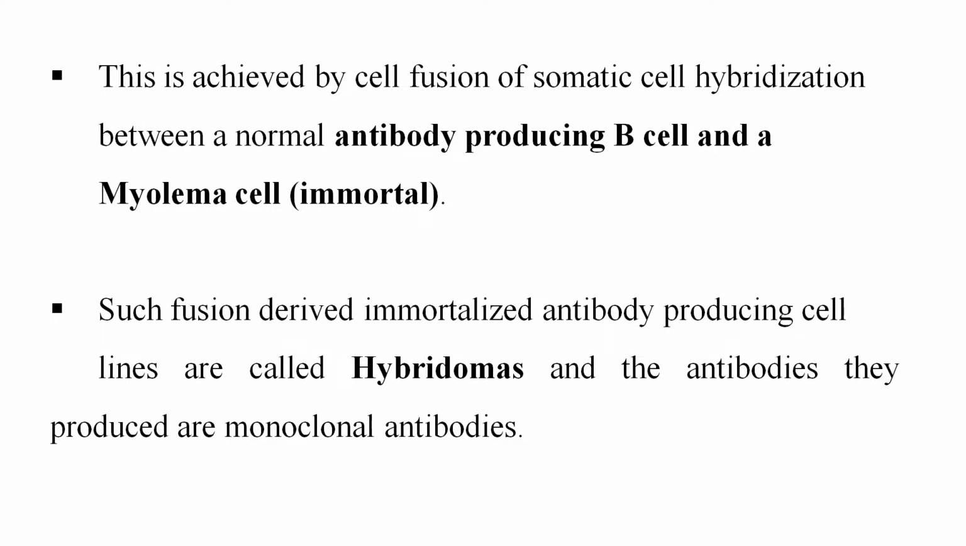This is what we have just explained. The target is that we need an immortal B cell that can synthesize the antibody of our choice. How do we get this done? This is achieved by somatic cell hybridization, the fusion between a normal B cell that produces the antibody and a myeloma cell. This fusion gives rise to immortalized antibody-producing cell lines, and these are called hybridomas. The antibodies that are produced from these hybridomas are called monoclonal antibodies.